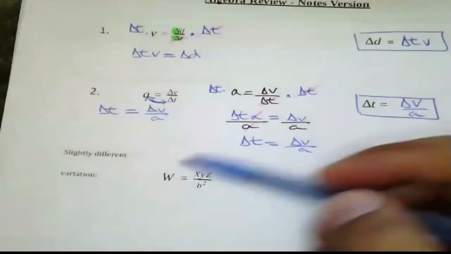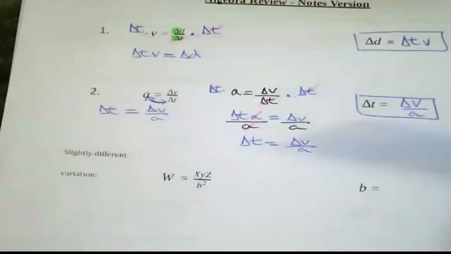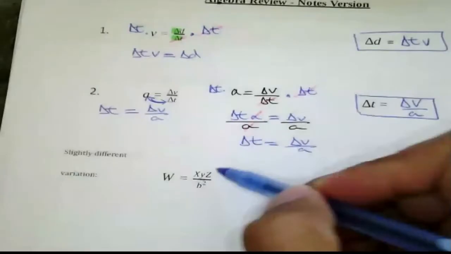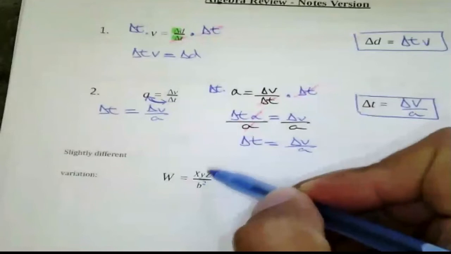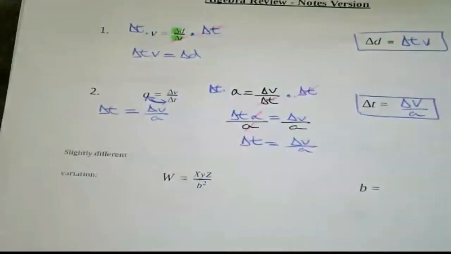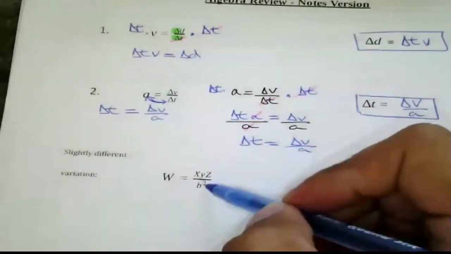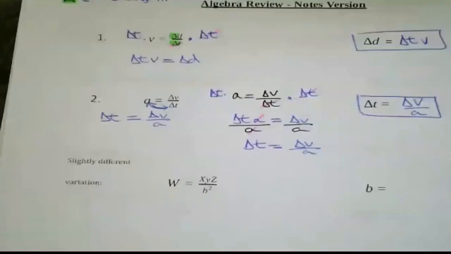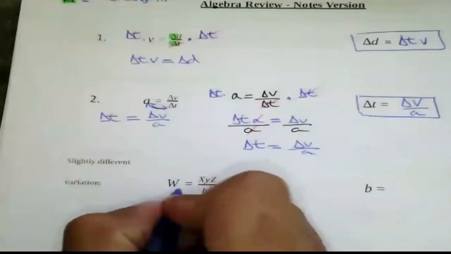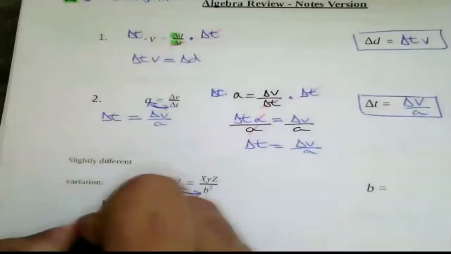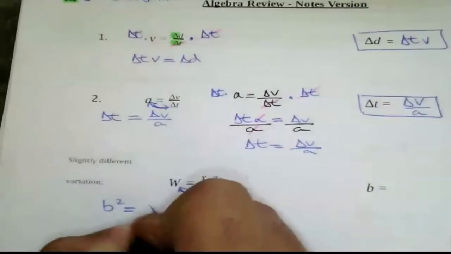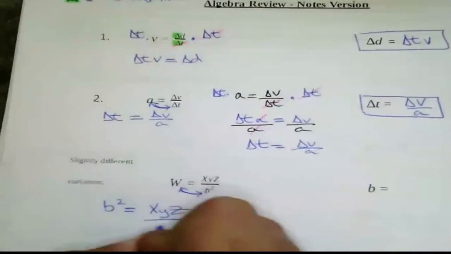Do we have three parts? 1, 2, and 3. Yes, we do. Now, we've got multiple variables over here, x, y, and z, so we actually have 3 variables on top, whereas previously we had 1. That doesn't make a difference, as long as you are solving for the 1 on the bottom. So in the same token, we're going to go ahead and draw our double-sided arrow. We're going to rewrite the equation. b squared is equal to x, y, z over w.